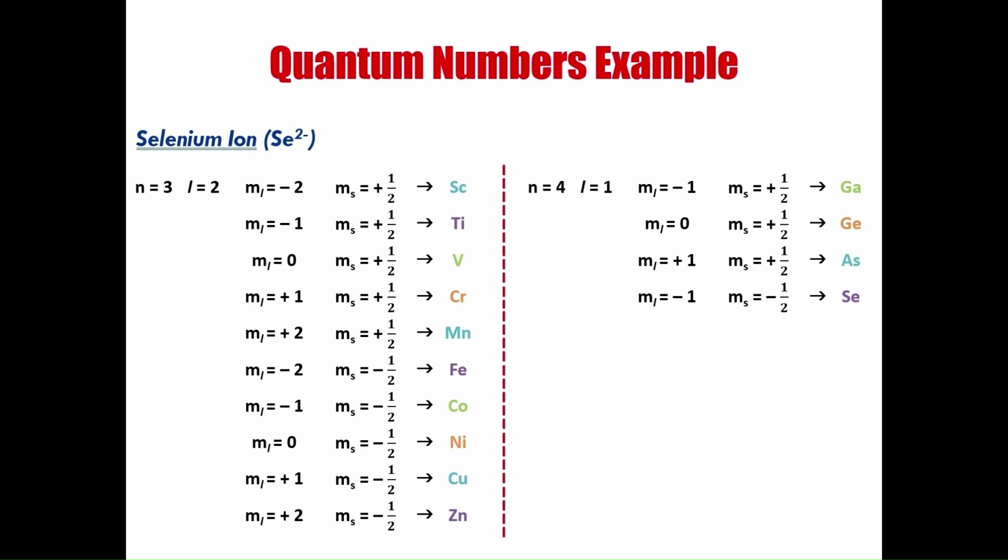And so the next electron I need to add will give me bromine. And finally, I'm now filling my 4p orbitals with the last negative spin electron, and that gives me krypton. And this would be the completed set of quantum numbers for the question of the selenium ion.